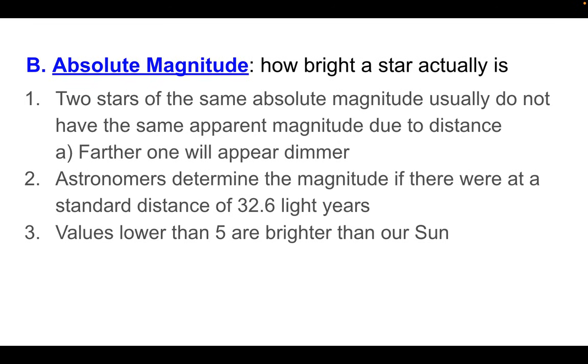And so what they do is they determine the magnitude if it was at a standard distance of 32.6 light years. Why they chose that number? No idea. I guess I've never investigated that. But values lower than 5 are brighter than our sun.